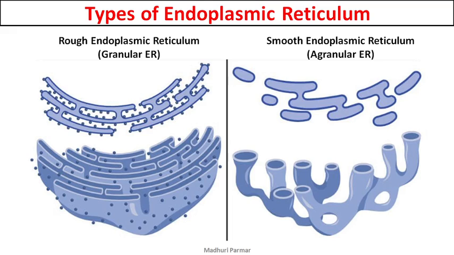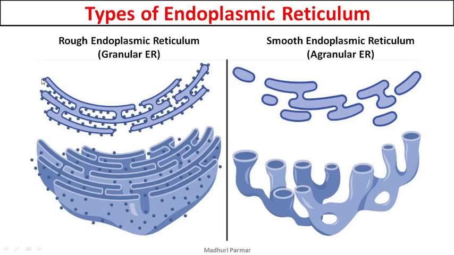Now there are two types of endoplasmic reticulum. One is called rough endoplasmic reticulum, RER. Why is it called rough? Because if you look at the surface, you will find that it is a little bit uneven.